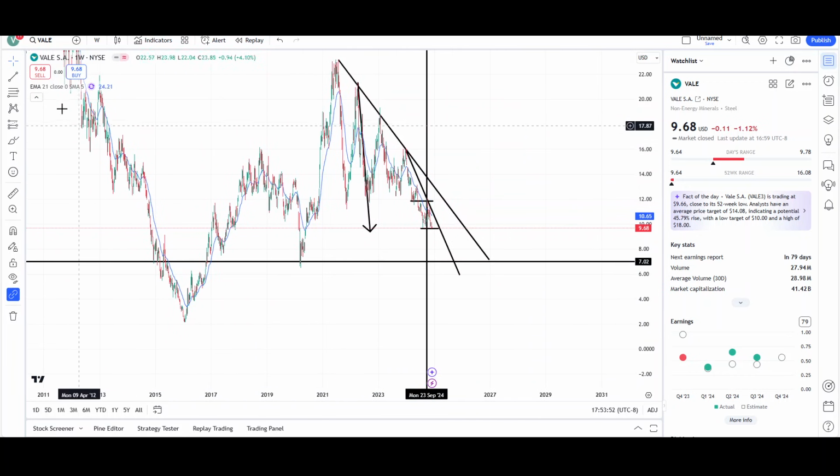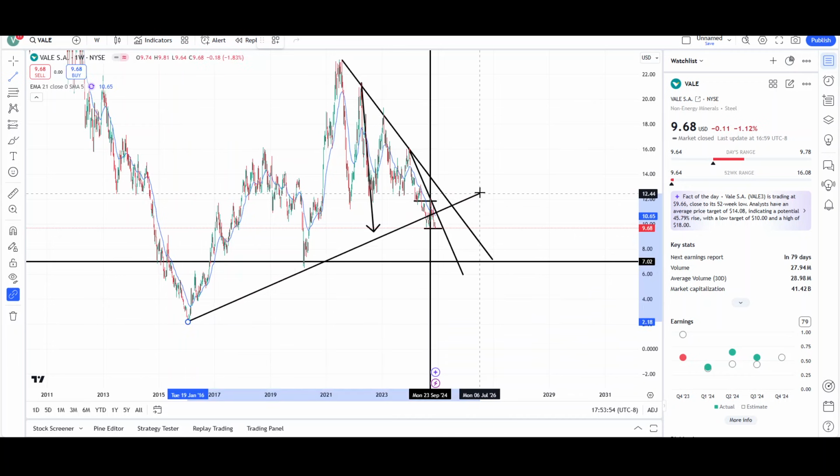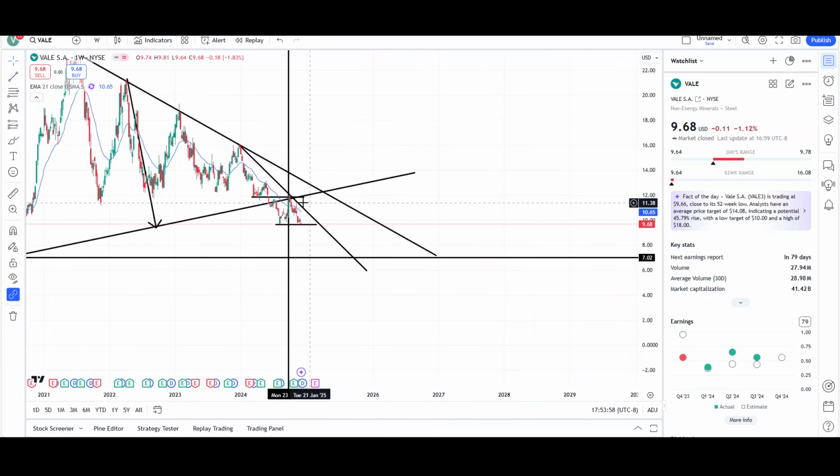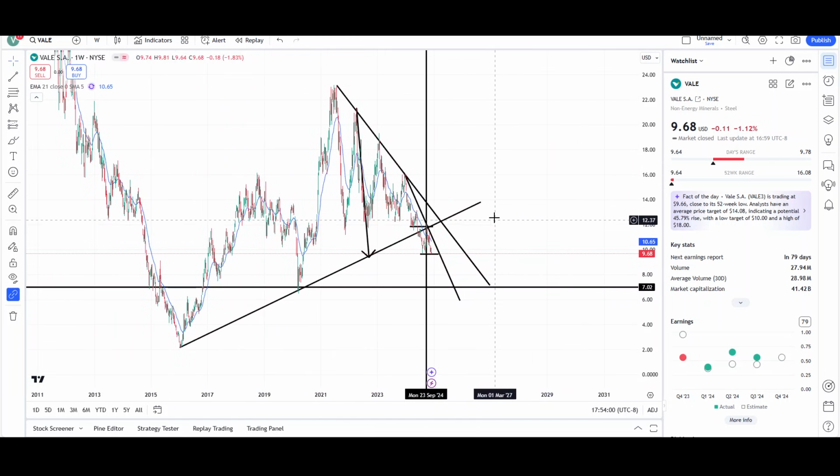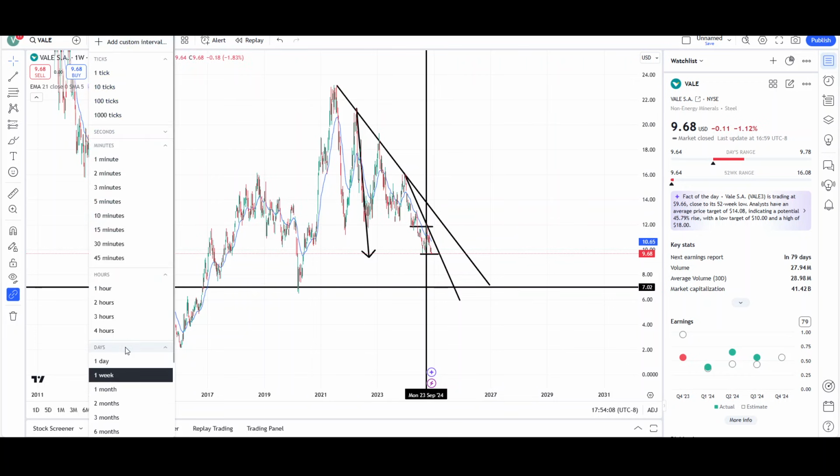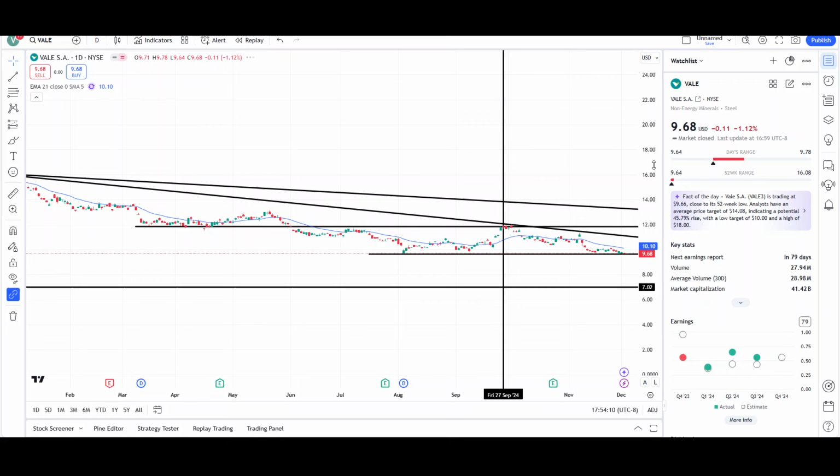There was this uptrend line right here, but price broke through that. It backtested it for resistance, and now price is still dropping lower. So overall, trend is down, and it's not really showing any signs of a reversal as of right now. So that's how I'm looking at Vale on the daily and weekly charts, expecting more downside.